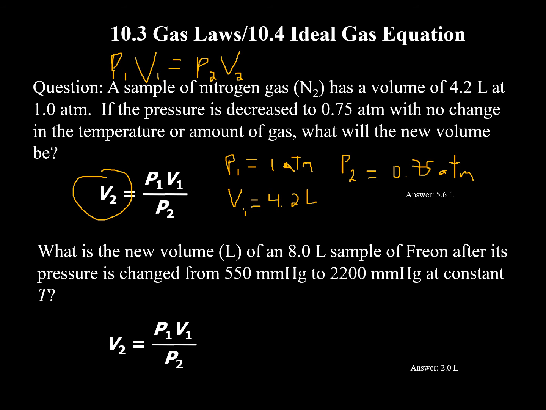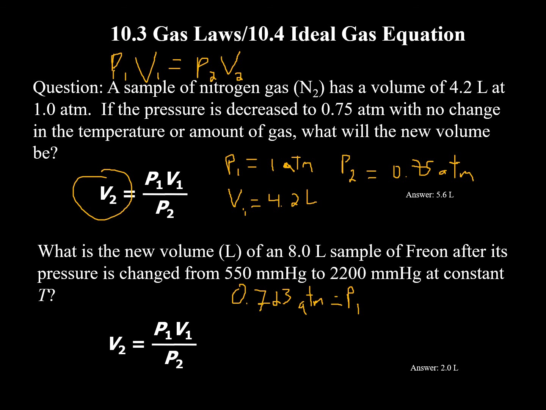The next question: what is the new volume in liters of an 8.0 liter sample of Freon after its pressure is changed from 550 millimeters of Hg to 2200 millimeters of Hg at constant temperature? So we first have to convert this to atm, and this comes out to 0.723 atm. This is for P1. How did we do that? We did 550 divided by 760 millimeters of mercury.